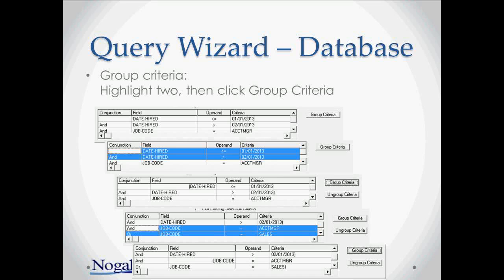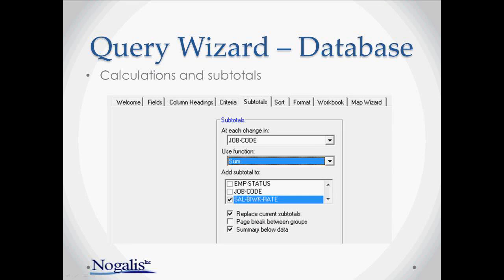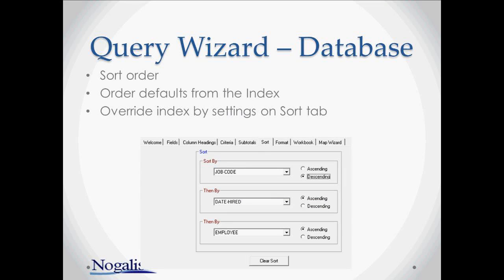The subtotal tab is used to put in breaks. Here the spreadsheet will break by job code. At the end of each break, the add-in will provide the sum of the column salary by weekly rate that we've selected. Sort order is typically dictated by the index you choose, but you can change the sort order, but keep in mind that could result in some performance loss as well.